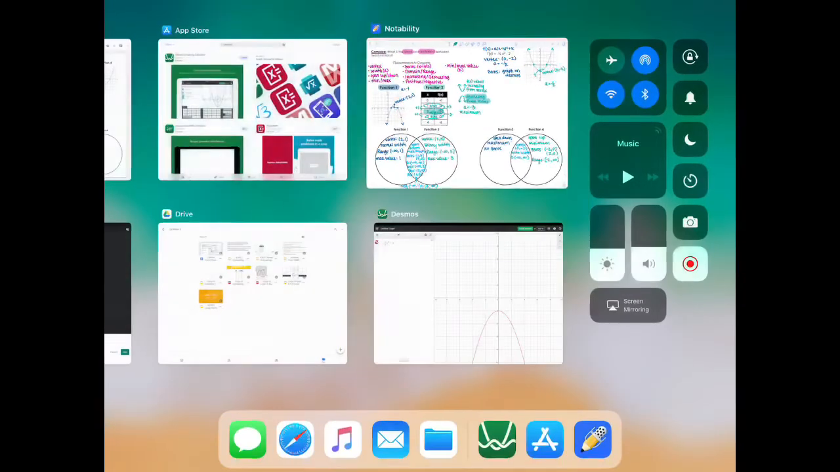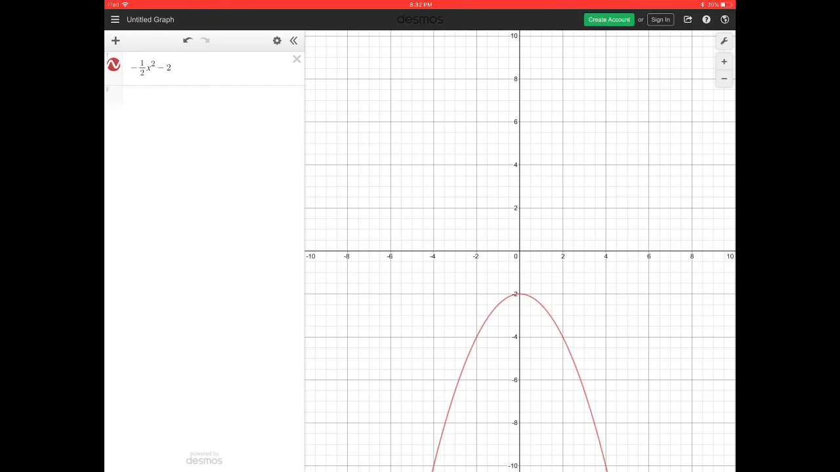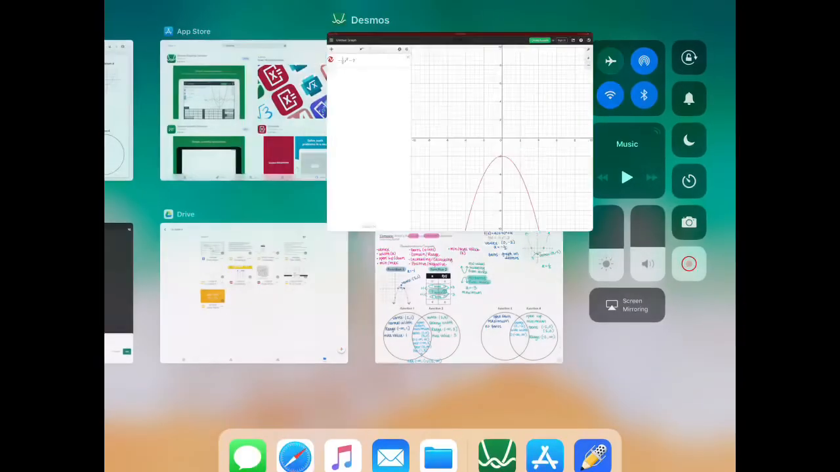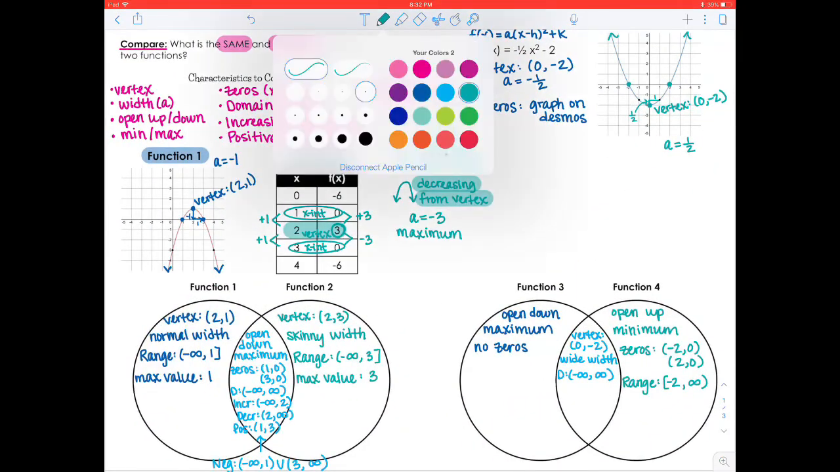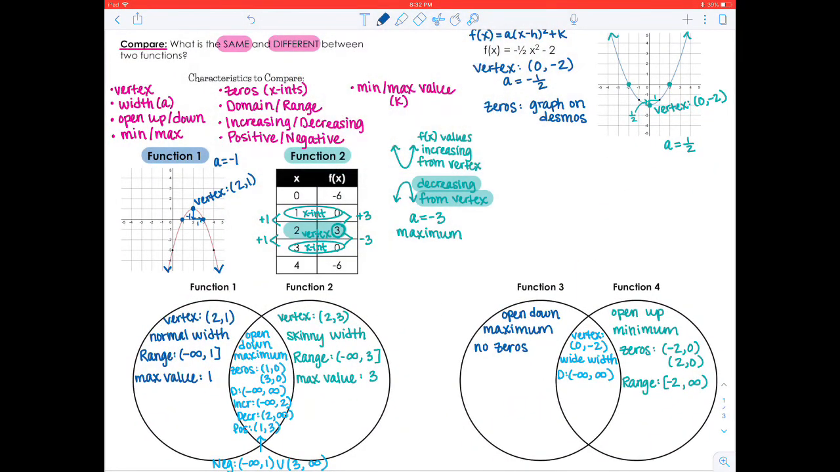Now let's go to our Desmos graph and decide on the range for this one. Since this is opening down, my very lowest y value is negative infinity, and my highest y value is that maximum value of -2. So my range should go from negative infinity to -2.